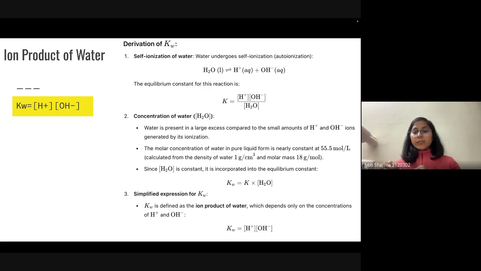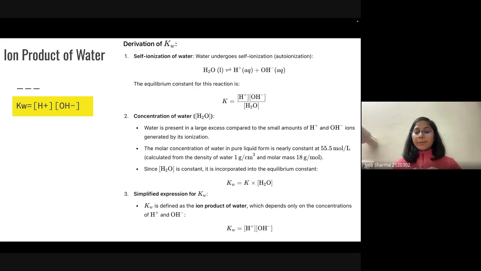Because we know that the concentration of H2O is constant, because the molar concentration of water in pure liquid form is nearly constant, and that is 55.5 mol per liter. Because of that, if we multiply this H2O concentration with the K, then we will get the ion product of water, right?